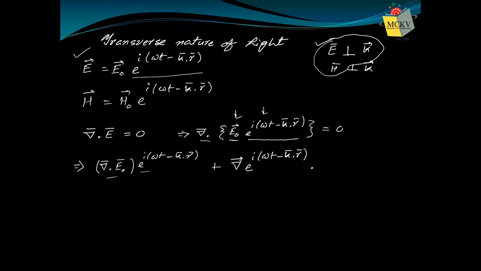So next, dot E naught equals 0. Understood? This quantity will operate on these two quantities, E naught and e to the power i theta, where theta means omega t minus k dot r. When it operates on E naught, there is no problem: del dot E naught, because E naught is a vector quantity, so divergence can be operated on. Then this quantity remains constant.